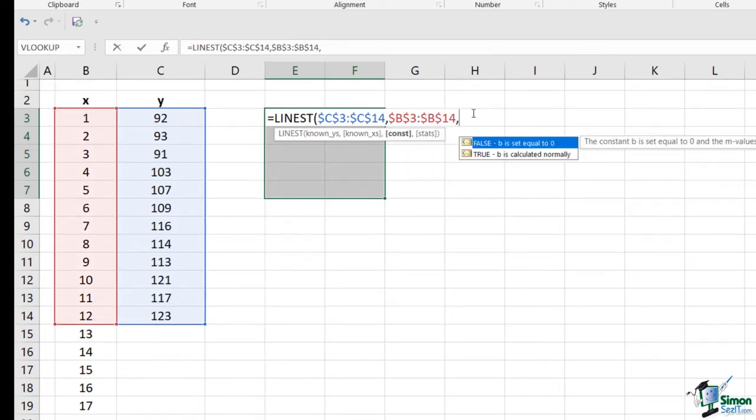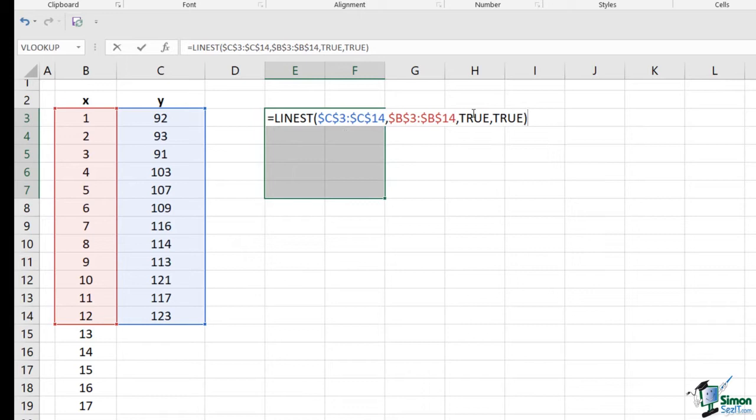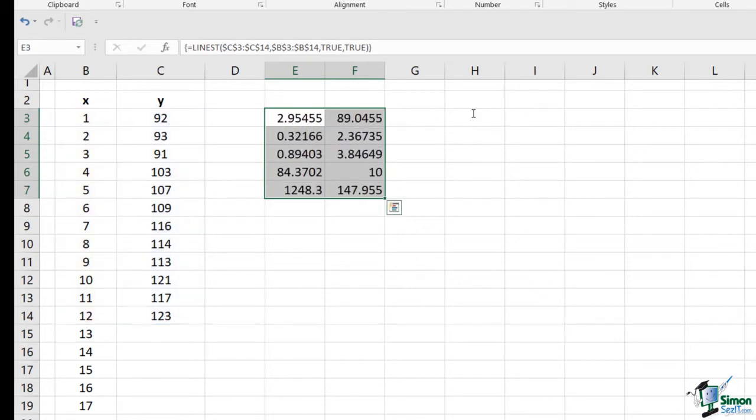The third value is the one we talked about in the previous section, and if we expect to have a non-zero intercept, we set this to true. And the fourth argument indicates whether we want the additional regression statistics or not. Now, we are going to look at those additional regression statistics, so that's going to be true as well. Having entered Linest, and bearing in mind that this is an array formula, we need to do Control, Shift, and Enter. And there are my values.